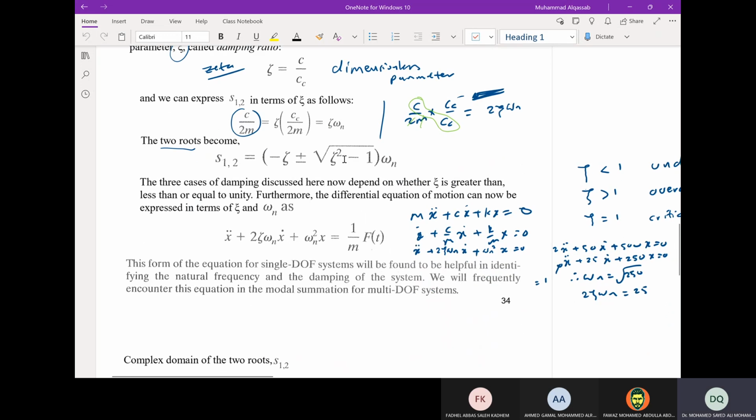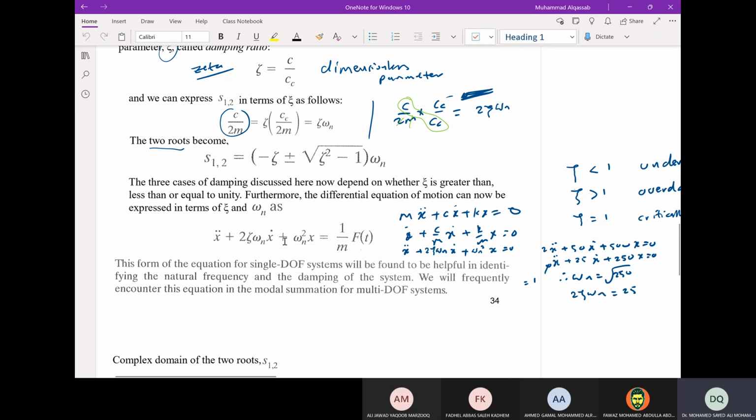Okay, so as you can see, the roots are, if zeta is less than 1, this would be underdamped. If zeta is equal to 1, this would be 0, and this would be critically damped. If zeta is greater than 1, this will be a real value, and it will be overdamped. Also, the differential equation can be written in terms of zeta and omega n.